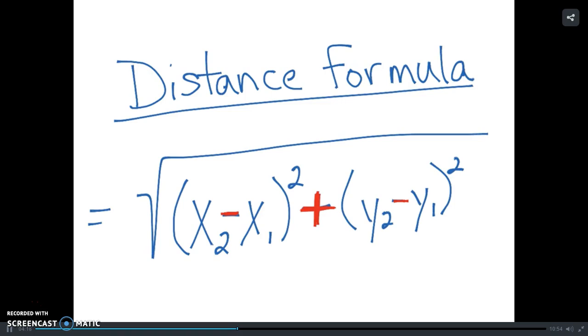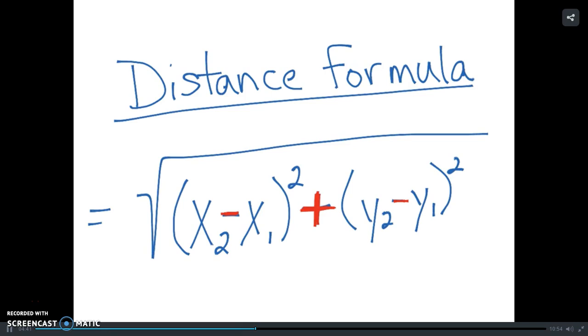Also remember, this formula is on your green sheet, so you don't have to have it memorized. You just have to know to plug in your x2, x1, y2, and y1. You need to know where those coordinates go in the formula. Other than that, you actually get the formula for tests and quizzes on that green sheet.